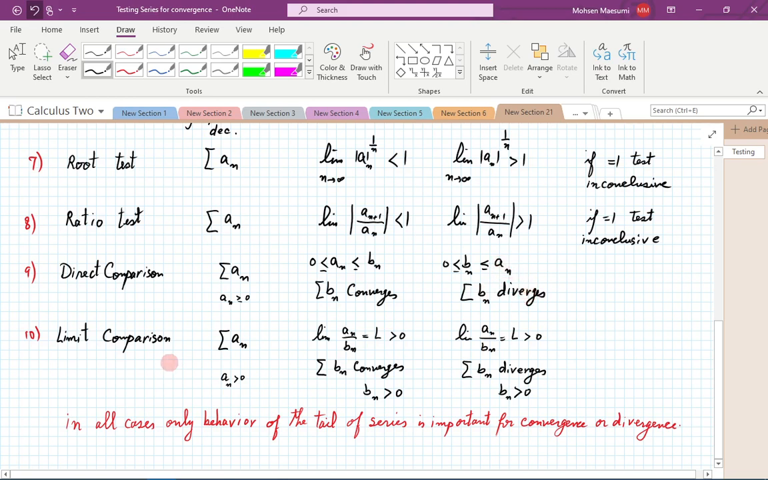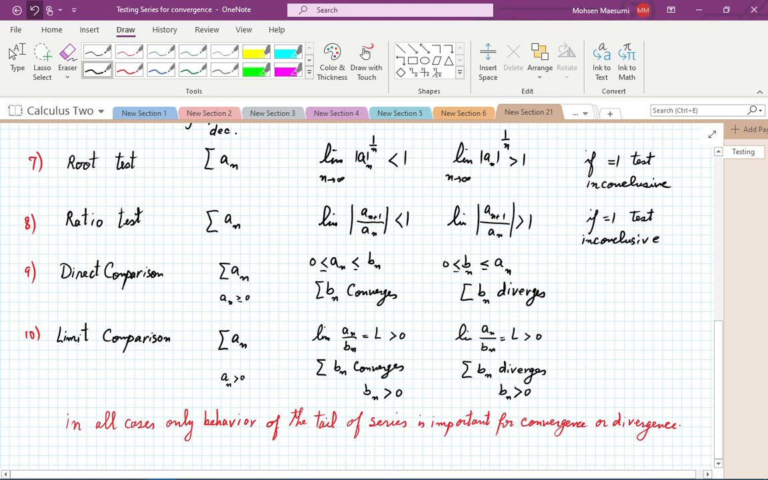We had also limit comparison. In the limit comparison, we were looking at a secondary series. Both of these have positive terms. If the ratio of the corresponding elements has a limit that's larger than 0, then if one converges, so does the other one. If one diverges, so does the other one. So the property of one goes to the other.